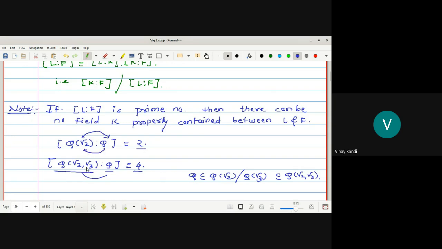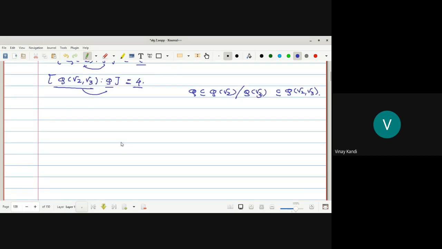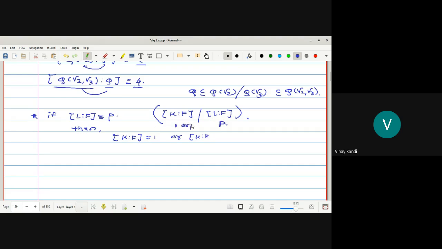Okay, in general now let us see. Suppose the degree of L over F is equal to P, a prime number. We know that the degree of K over F divides the degree of L over F by the previous theorem. So what should the degree of K over F be? It is a divisor of the prime number, so either 1 or P. So the degree of K over F is either 1 or P.